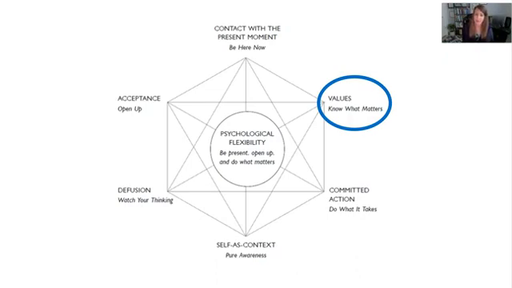Values are present focused, whereas goals are more future focused. Values are not preferences. So, I like pasta, but that's not one of my core values in life. And values are freely chosen. You might have the same values as your parents or your faith-based organization, but values are your own. They are not imposed upon you by somebody else because of tradition or culture. They're your own chosen values.